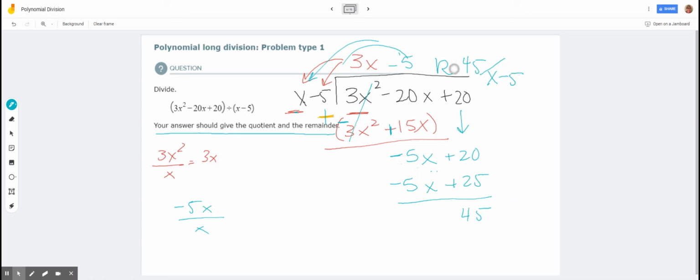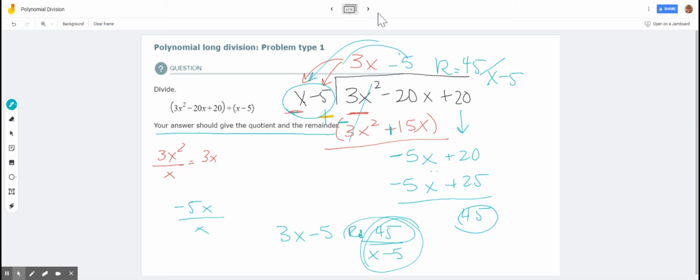I think that's the way they're going to want it. You take this number over this number. Okay? The answer would be 3x minus 5, remainder 45 over x minus 5. Now, they might just ask for the remainder. Like, what's the remainder? But this is really the remainder, the whole thing. So I'm not sure how they're going to ask for it, but that's what it should be.